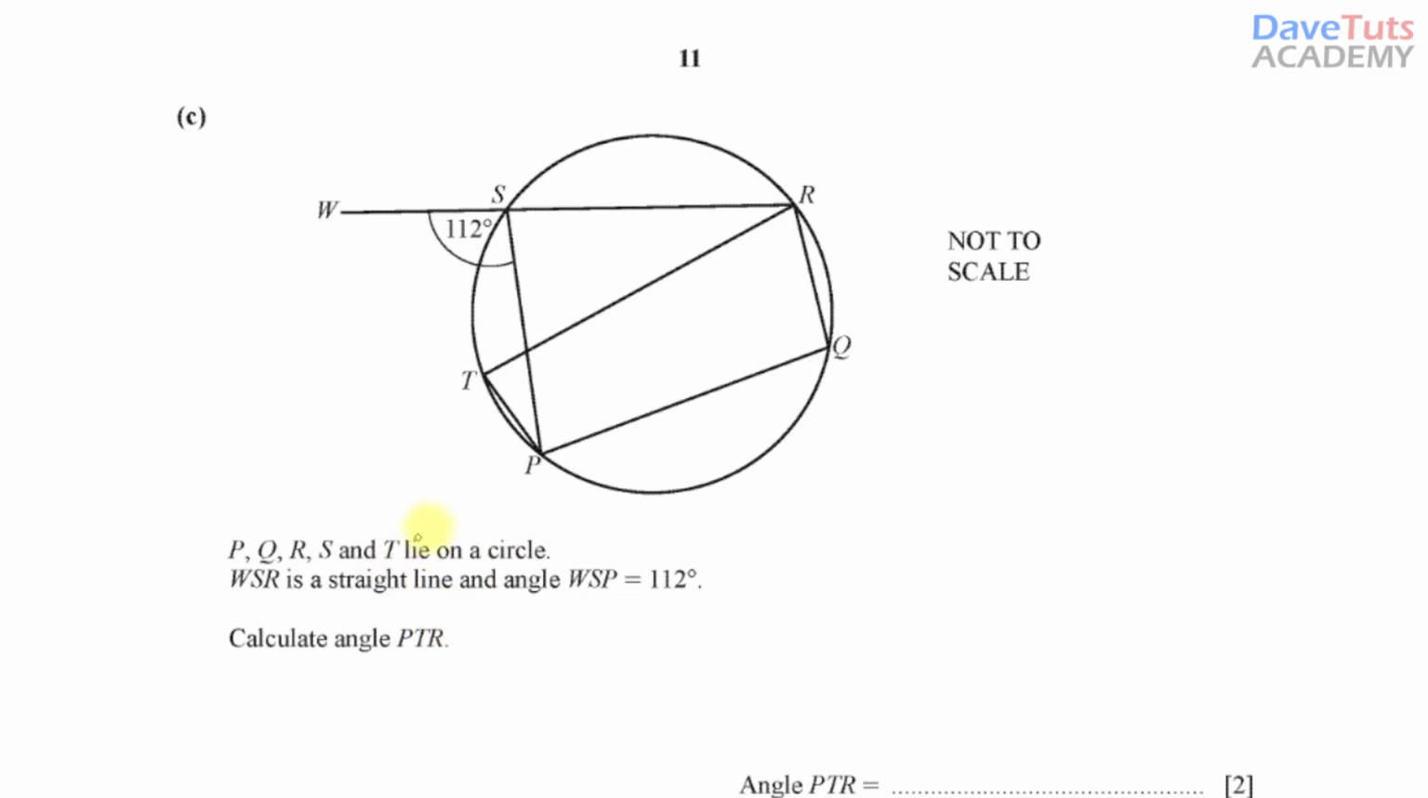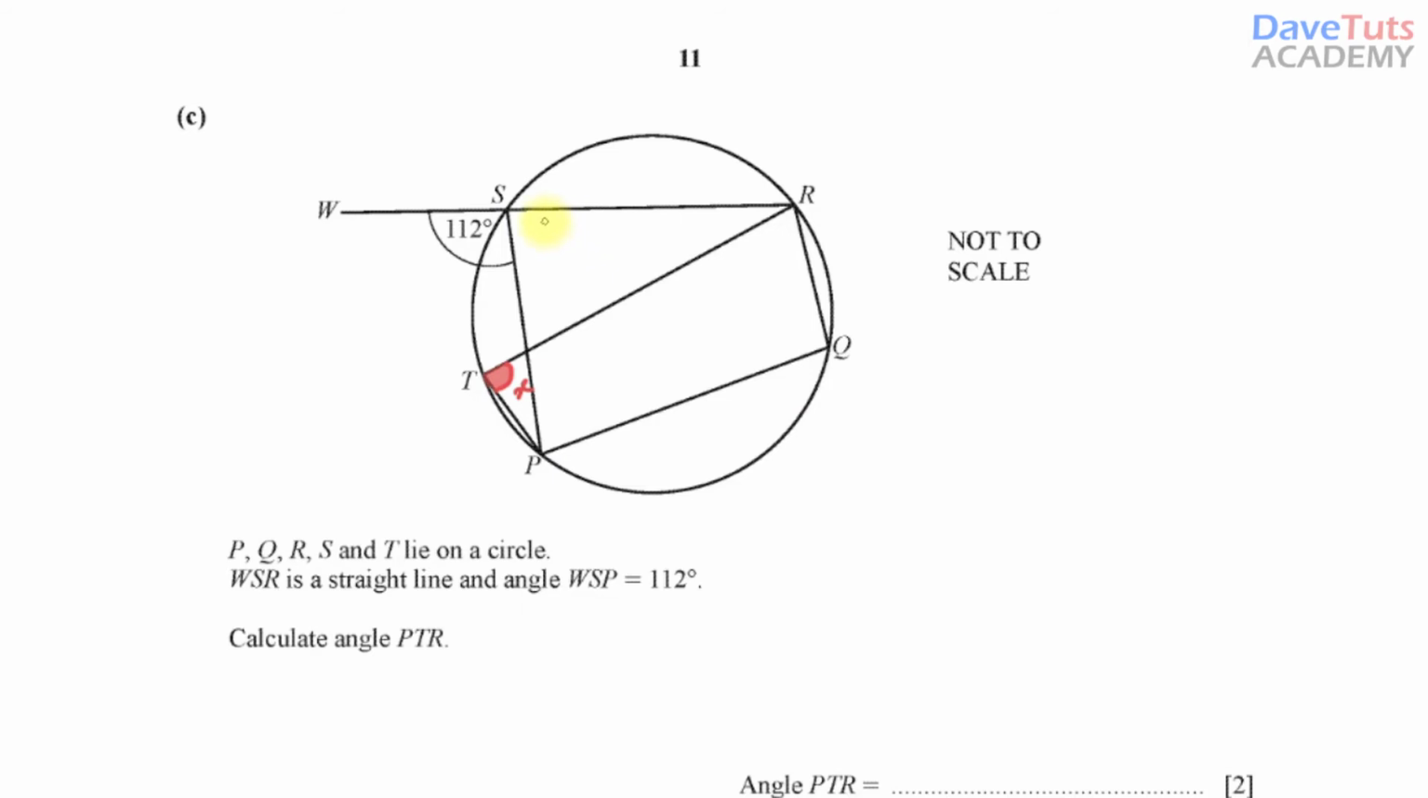So first, let's identify PTR. So this is P, this is T, this is R. This angle here is the angle of interest in this particular case. So if you are noting that, let me call that angle X, okay? So how can we find this angle?